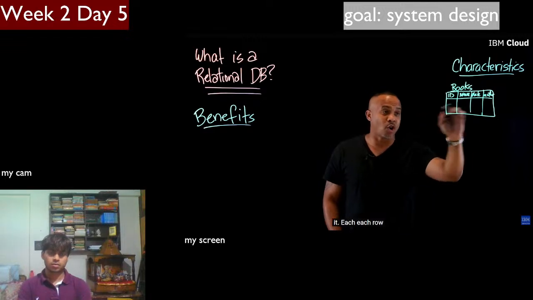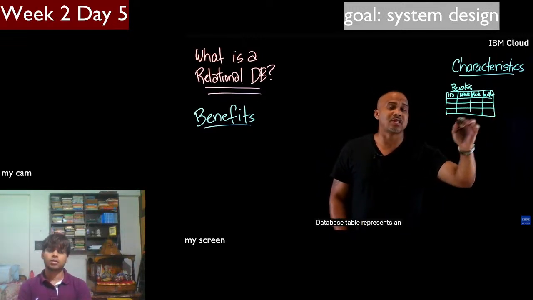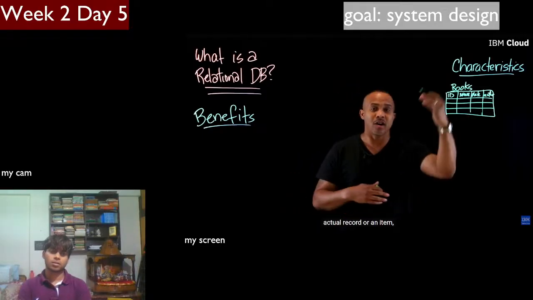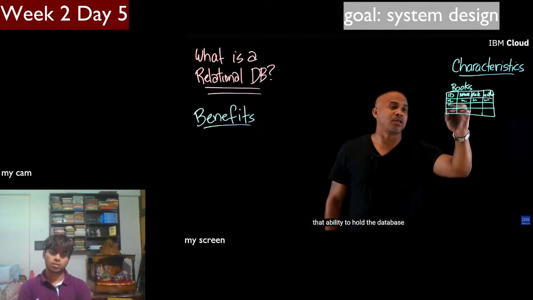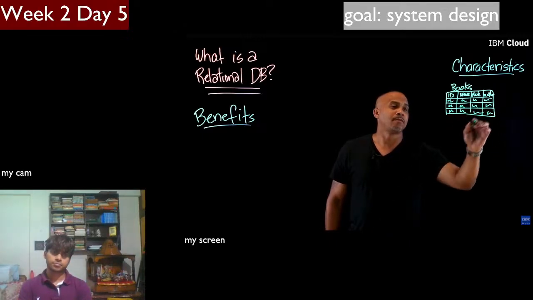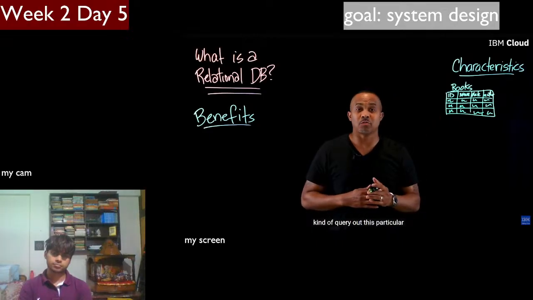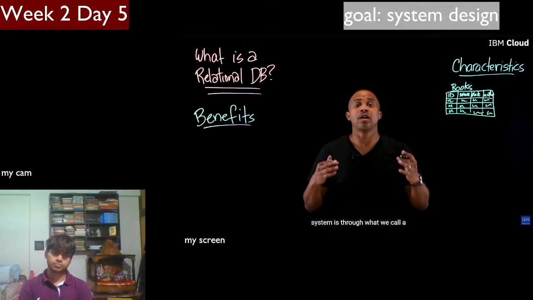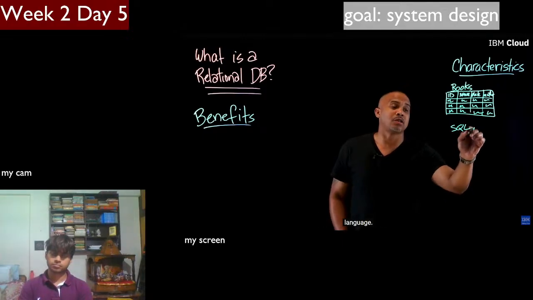Each row of this database table represents an actual record or an item, a type of book. That's how it really fulfills that ability to hold the database system there. And then the way you query this particular system is through what we call SQL, a structured query language.